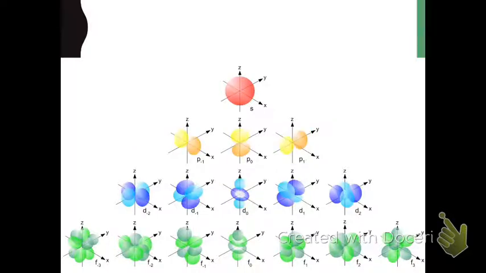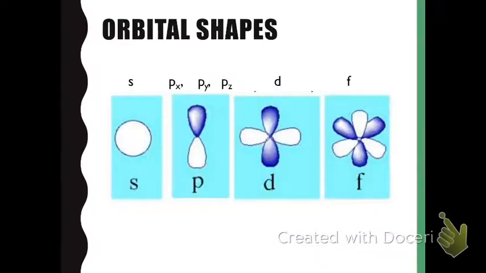We do see some pretty crazy shapes as we start getting down into those D's and F's, but these are the 4 shapes that you need to be familiar with in order to be able to identify them. If I gave you 1 or 2 of these on the test, or maybe all of them, you should be able to identify them as S, P, D, or F.